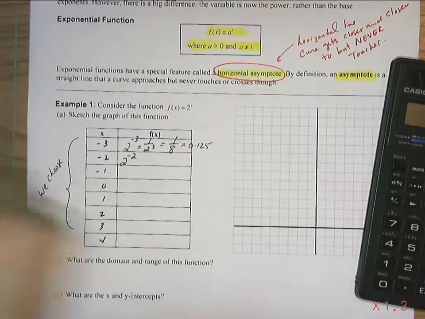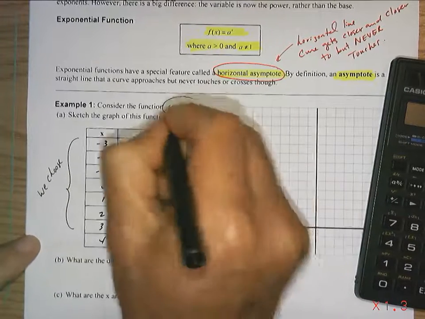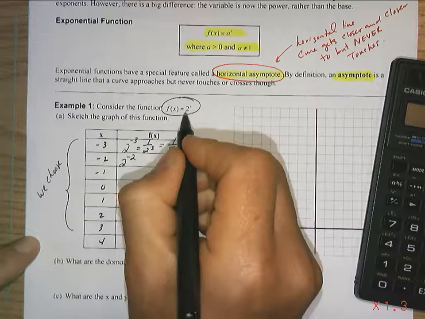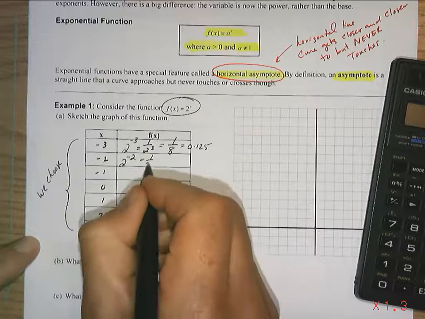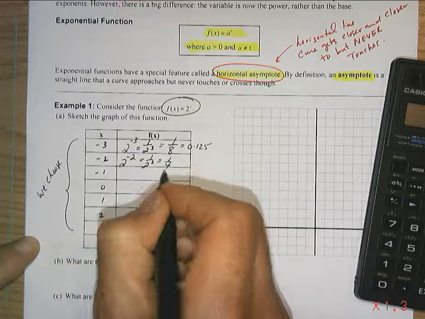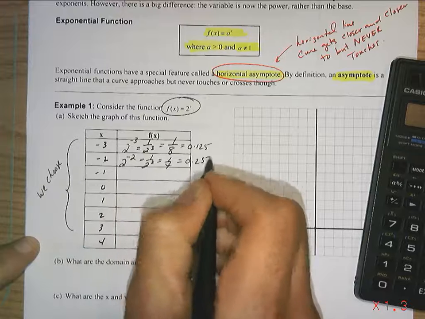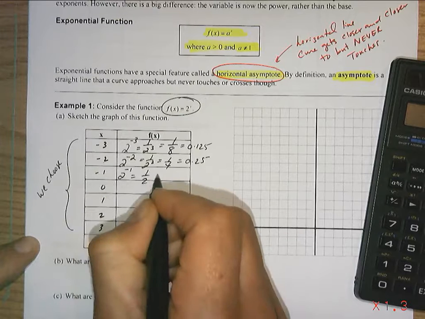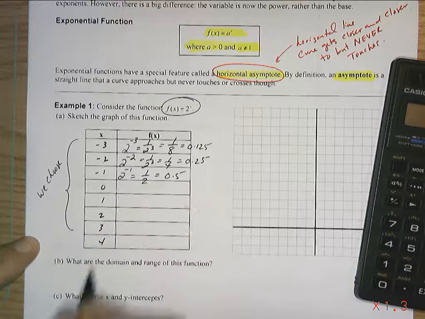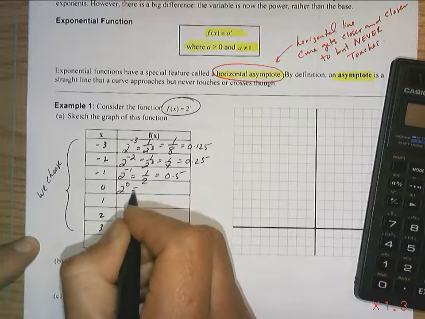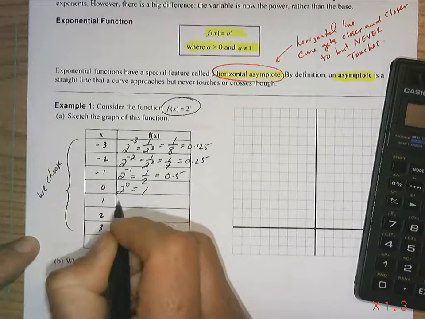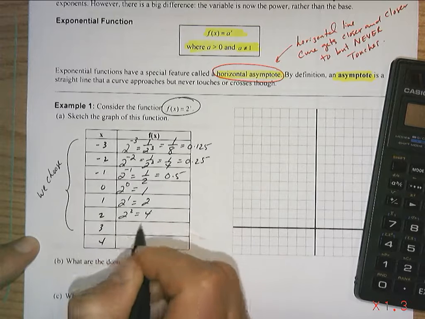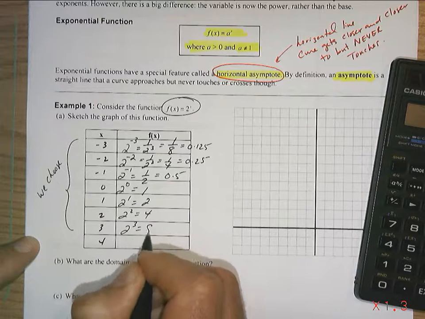2 to the -2. Remember what we're doing here, our function is f of x equals 2 to the x. So if my x is -2, it's 2 to the -2, which is 1 over 2 squared, which is 1 over 4, which is 0.25. 2 to the -1 is 1 over 2, which is 0.5. 2 to the 0, anything to exponent 0 is 1. 2 to the 1 is 2. 2 to the 2 is 4. 2 to the 3 is 8.